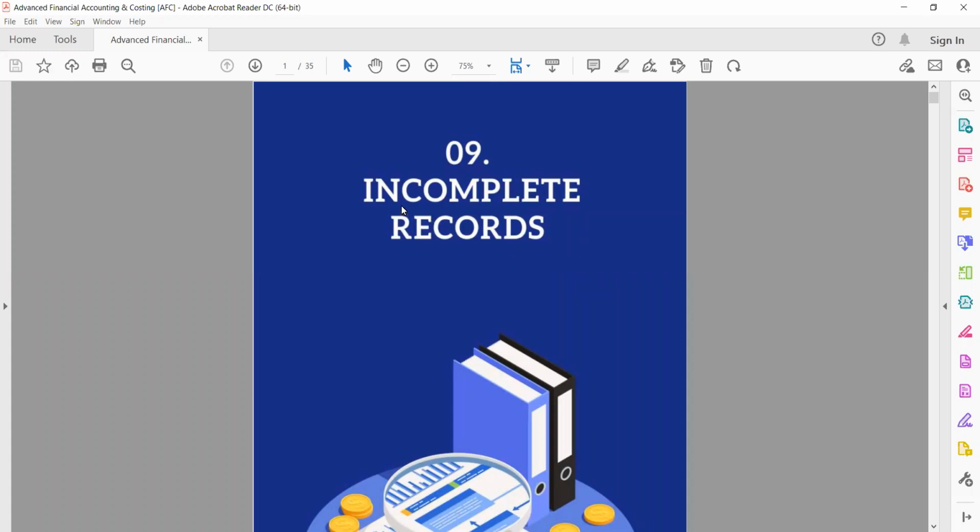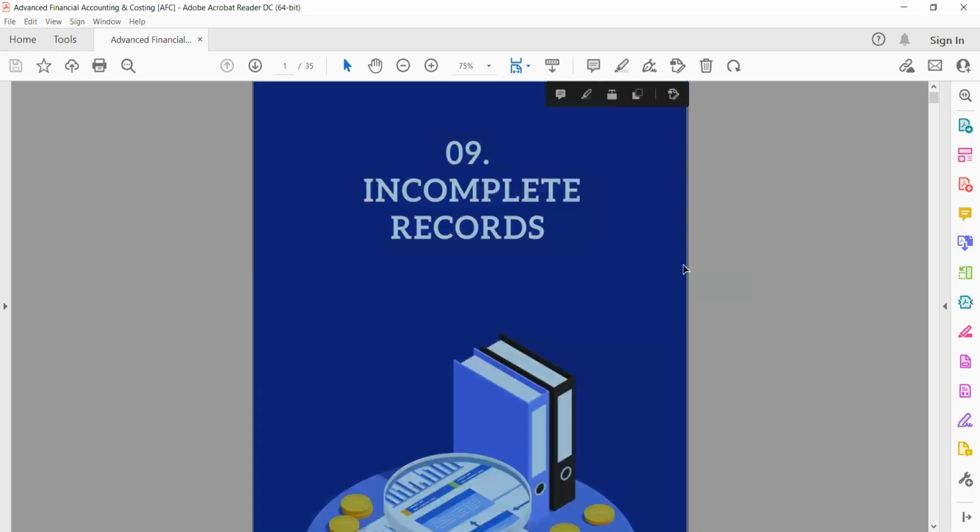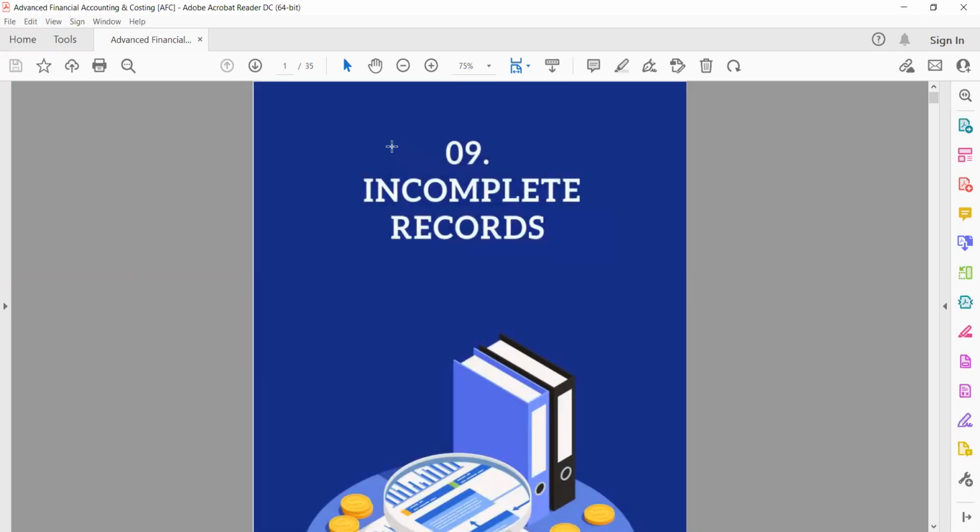So today's chapter is incomplete records. That is chapter 9 in our syllabus, right? So this is important because from the incomplete records, we will be learning several important things, right? This has two parts.